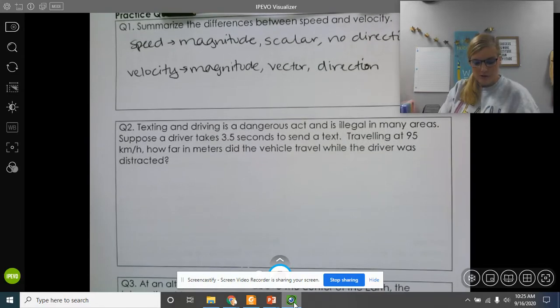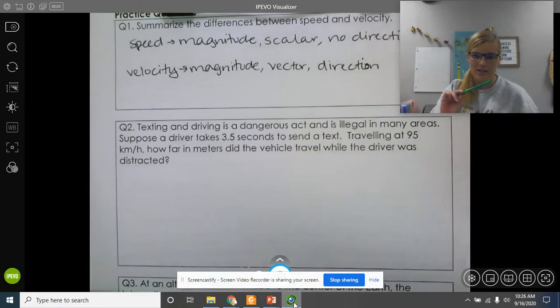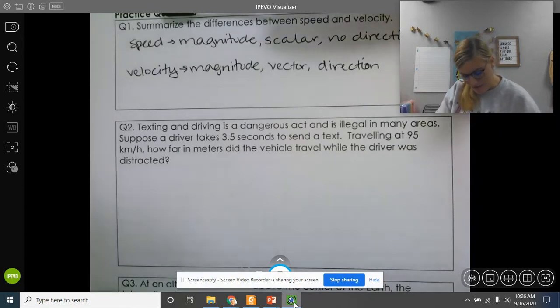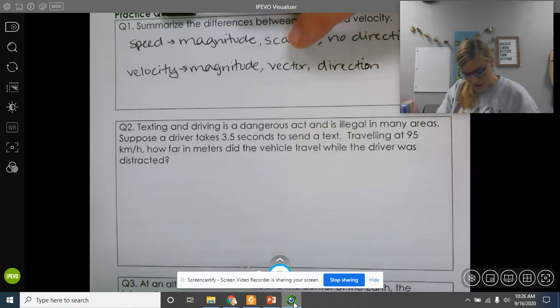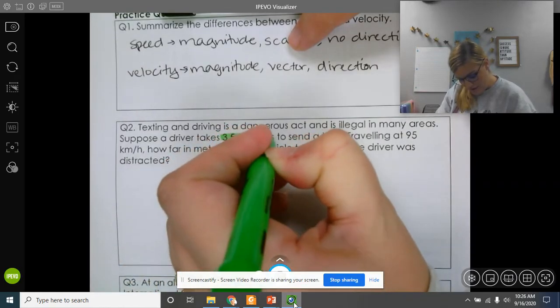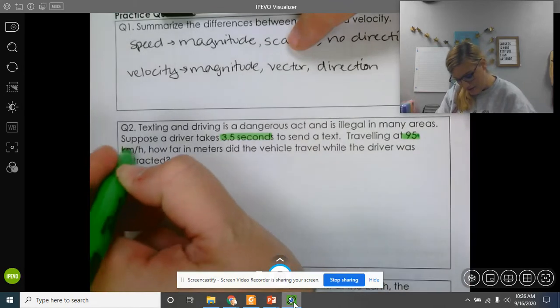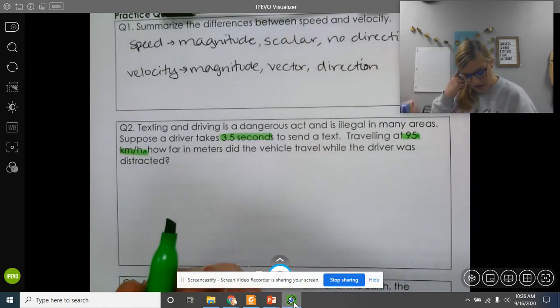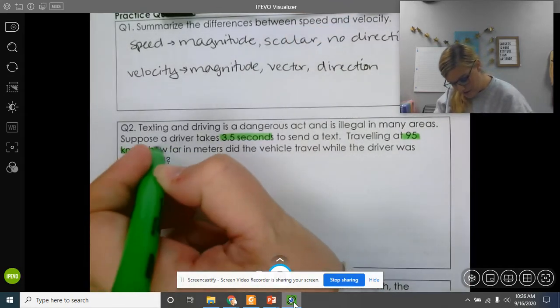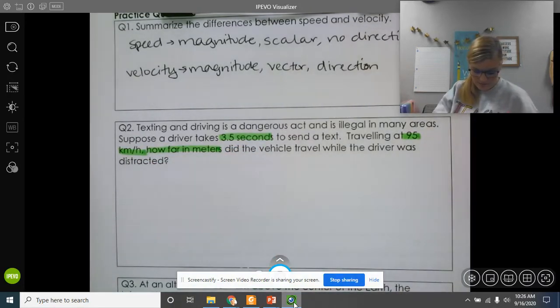All right, problem number 2. What you're going to see as I go through problems, I actually like to highlight the important information because word problems have a lot of words on them and not all of them are important. So texting and driving is a dangerous act and is illegal in many areas. Suppose a driver takes 3.5 seconds to send a text, traveling at 95 kilometers per hour. How far in meters did the vehicle travel while the driver was distracted?